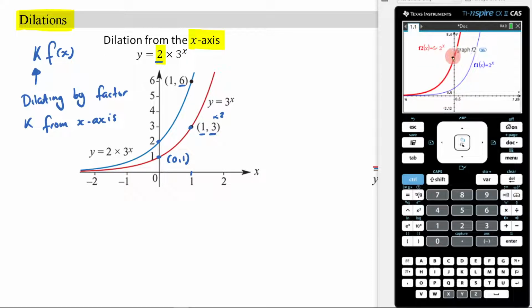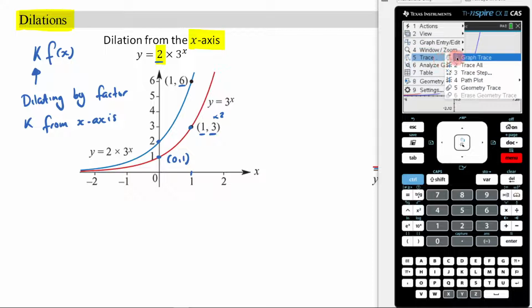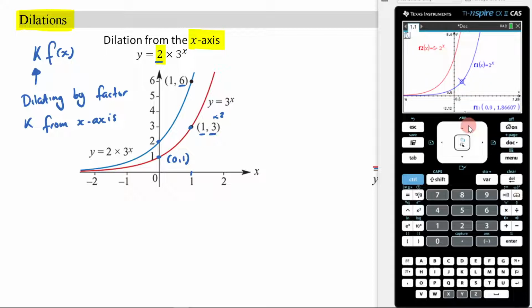So what do you think my y-axis intercept is going to be in this case? Well, let's go menu. Let's go trace. Let's go graph trace. Now, it's on the blue graph. If I go up, it's now on this graph. If I hit 0 here and hit enter, it takes me here. And as you can see, 0, 5.